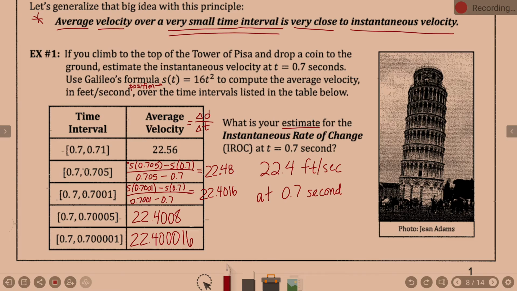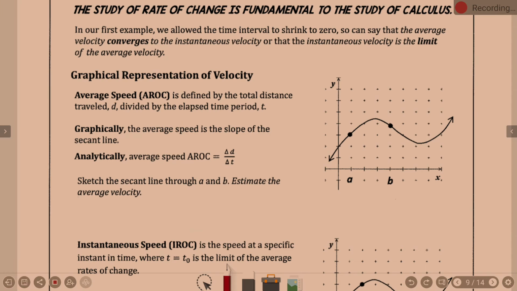Okay, are we ready? Okay. Study of rate of change. And again, I've said this is kind of a big deal because we'll work with this a lot this year. In that first example, we allowed the time interval to shrink very close to zero. We didn't get to zero, obviously, but you can say that the average velocity converges to the instantaneous velocity, or that the instantaneous velocity is the limit of the average velocity.